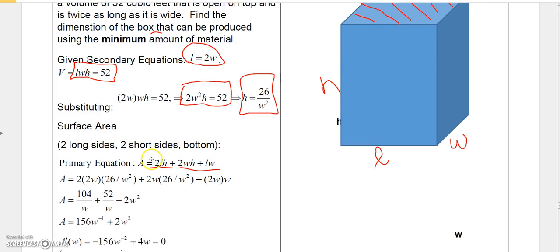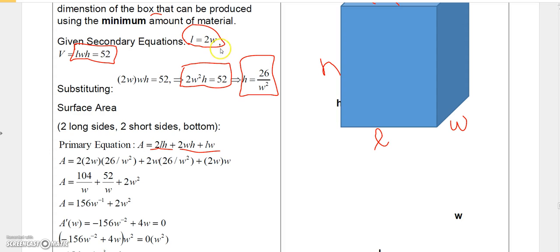Okay, now I can do my substitution. Everywhere there's an L, I can replace it with 2W. So here I would replace L with 2W. And where there's an H, I can replace it with 26 over W squared. So I'll replace the H with 26 over W squared. Then here, I don't have an L, but I do have an H, so replace that H with 26 over W squared. And then here, replace the L with 2W.